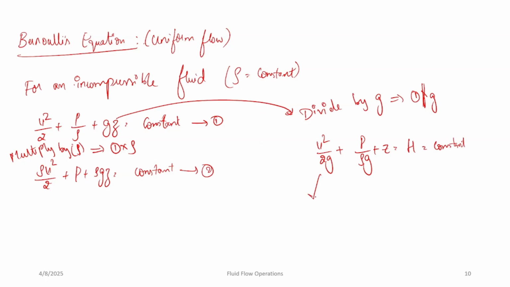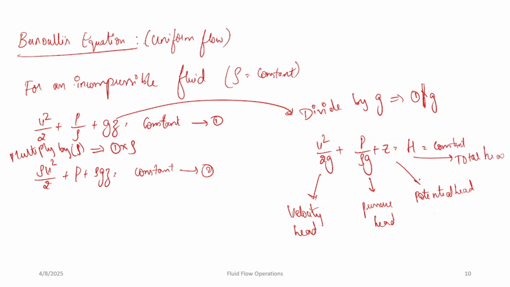Okay. So this is the velocity head. This becomes the pressure head. This is the potential head. And this becomes the total head. Right?